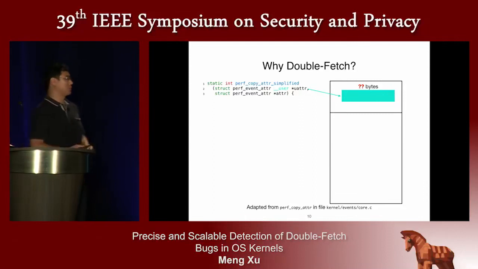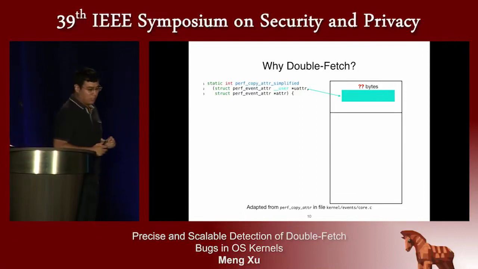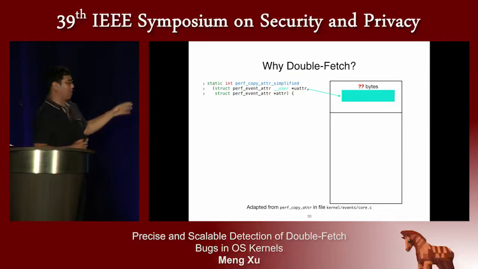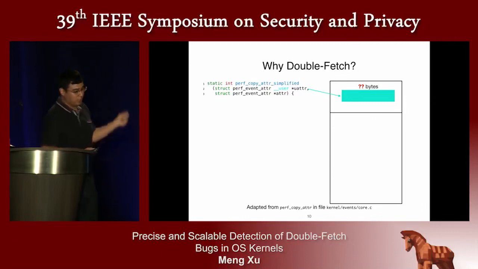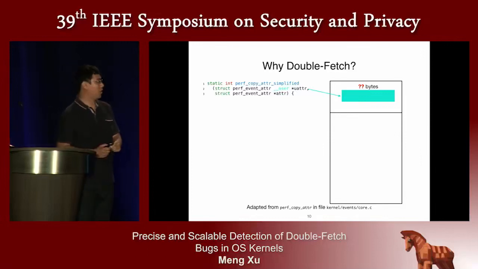Now, the second question is why do we do double fetches? This is an example code, a simplified version of code in the kernel space. The most common reason why we do double fetch is that we don't know how many bytes we're going to copy from the user space. For example, in this case, we have a very opaque user space pointer, the structure perf_event_attr, and we don't know how many bytes we're going to copy from user.